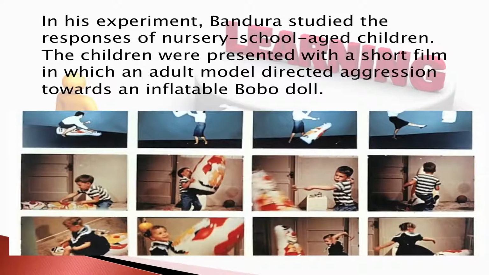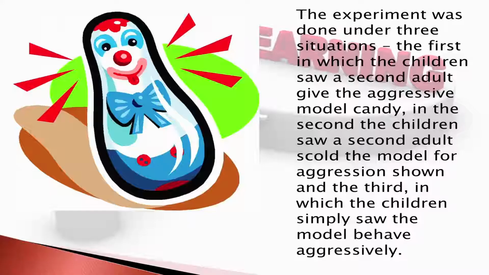In this experiment, Bandura studied the responses of nursery school age children. The children were presented with a short film in which an adult model directed aggression towards an inflatable Bobo doll. The experiment was done under three situations. The first, in which the children saw a second adult give the aggressive model candy. In the second, the children saw a second adult scold the model for the aggression shown. And the third, in which the children simply saw the model behave aggressively.